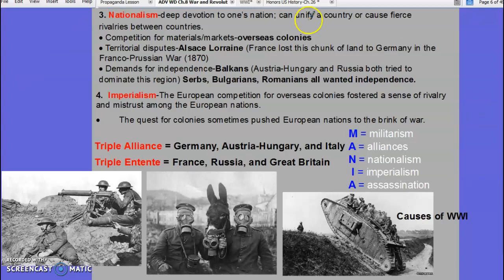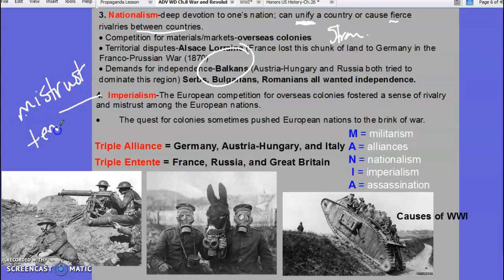Nationalism can unify a country, bring it together, make it stronger, or it can cause fierce rivalries between countries. Okay? One of those specific regions will be the Balkans. I'll get to that in a minute. And the fourth long-term cause is imperialism. From 50 years of colonizing the world, we get a lot of mistrust and tension among the competition for land. Okay? And then along comes the assassination of Franz Ferdinand, and that will be the spark that lights the fire.